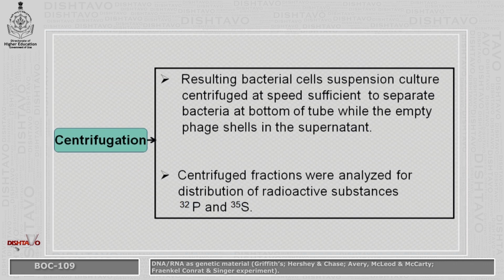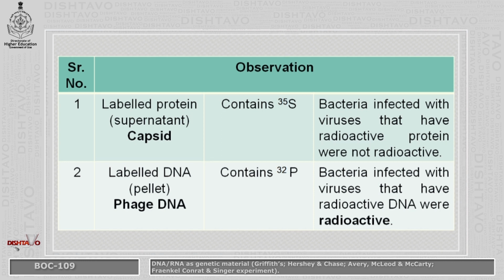Following this, they performed centrifugation, and the centrifuge fractions were analyzed for the distribution of the radioactive substances P32 and S35. They observed that the bacteria infected with viruses that had radioactive protein were not radioactive, whereas the bacteria infected with the virus that had radioactive DNA were radioactive.